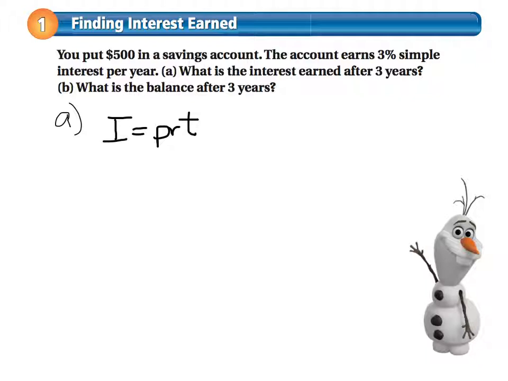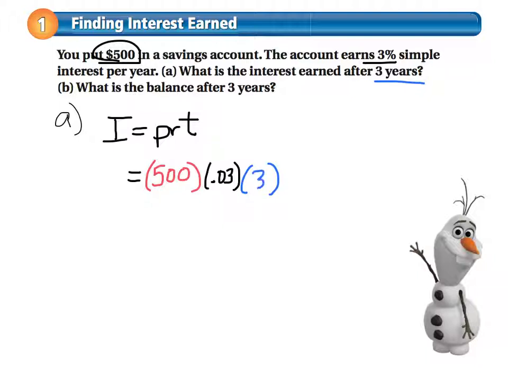So what are you starting with? Well, you're starting with $500. The $500 is going to be your principal because that's what you're starting with. That's what you're putting into a savings account. The rate is 3%. So it's simple interest per year. 3% as a decimal would be 0.03. And time, it says after 3 years.